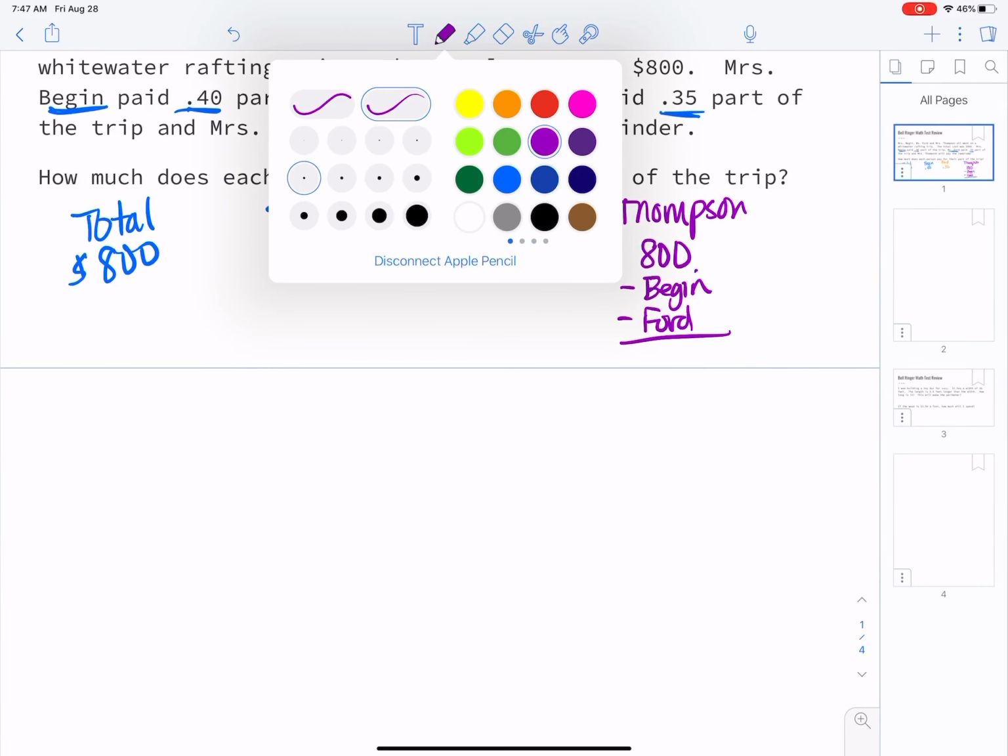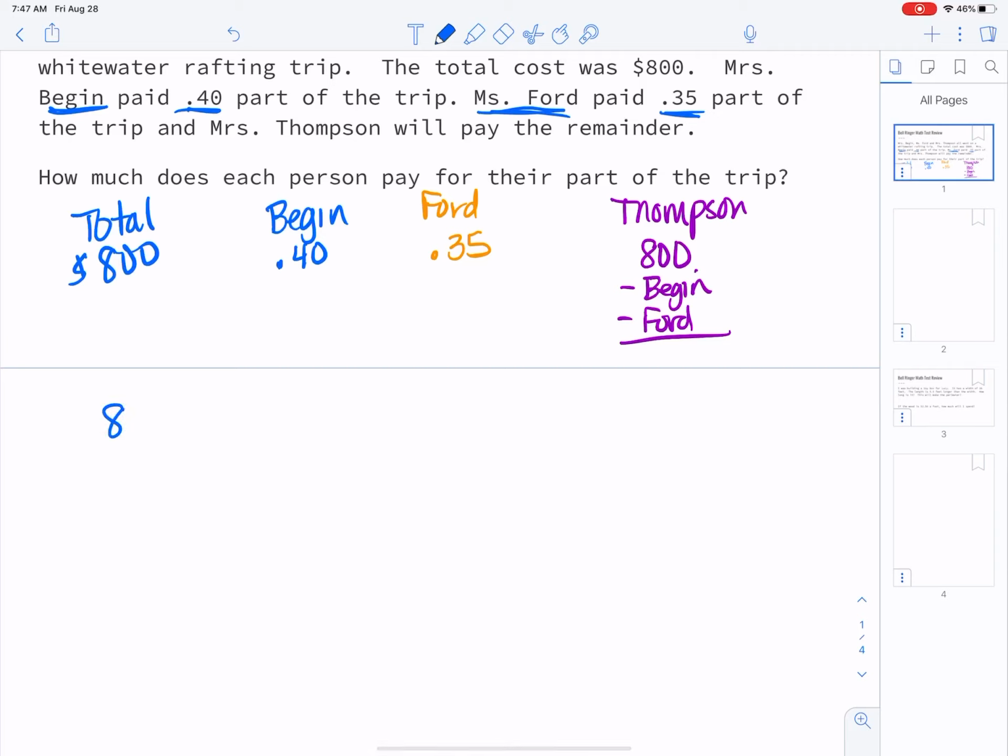Let's figure out what portion Miss Began paid. She does 800. Since this is a 0.40, I'm going to figure out what 0.40 times 800 is. So if I solve this, Miss Began pays $320.